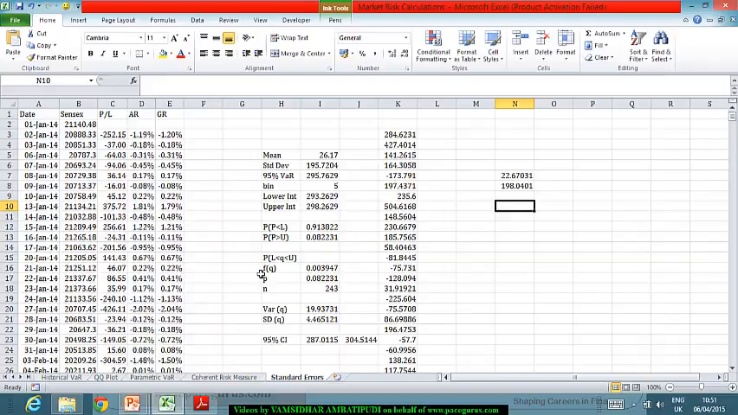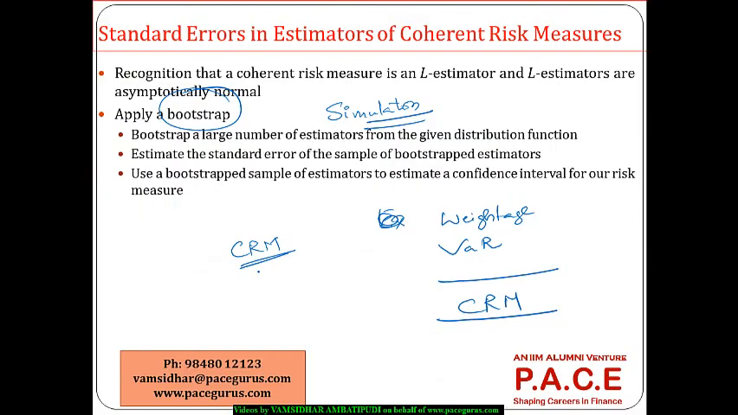So that is how we try to measure the variance or the standard errors associated with each of the measures, and based on them try computing the 95% or 99% confidence intervals associated with each of these estimators as well.